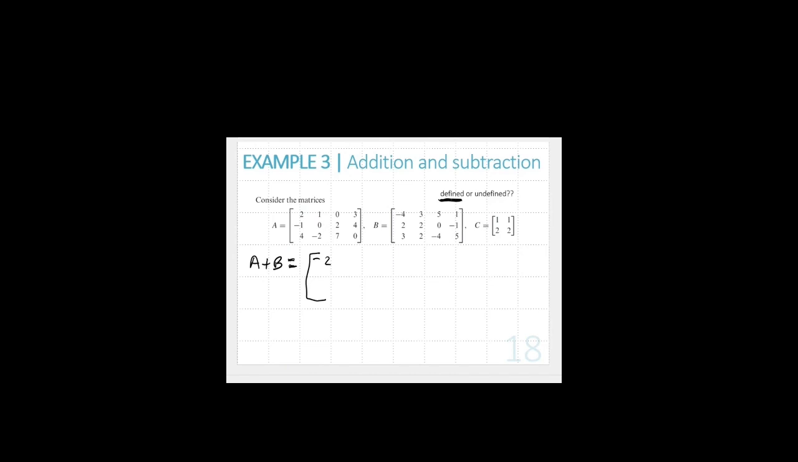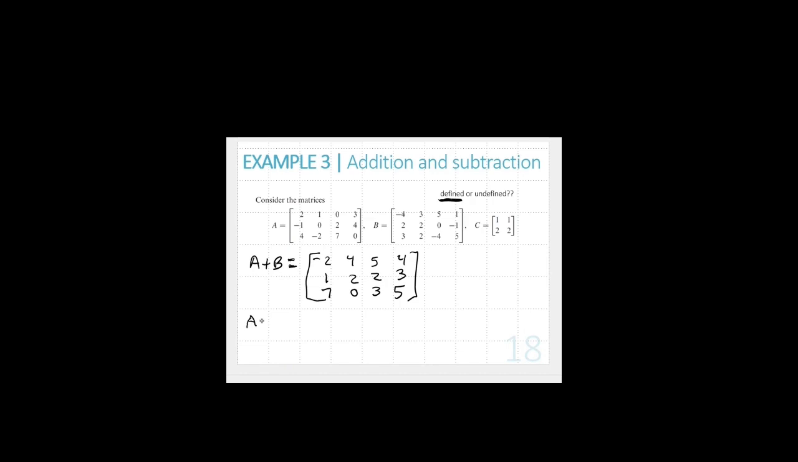So next we'd have 1 plus 3, that would be 4. Then 0 plus 5, that would be 5. We got 3 plus 1, that'd be 4. Go ahead and keep going like that. We'd have -1 plus 2. Then we have 0 plus 2, that'd be 2. Then 2 plus 0, that would be 2. Then 4 plus -1, that'd be 3. Then here we've got 7. Then we've got a 0. Then 7 plus -4 is going to be 3. And then 0 plus 5, that would be 5. So very simple procedure here.